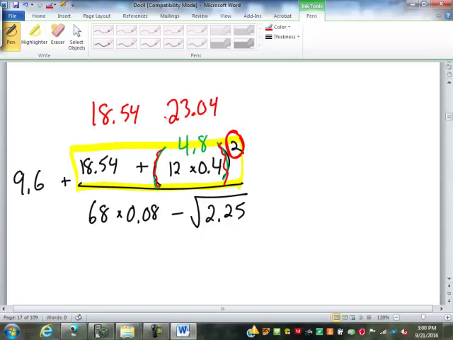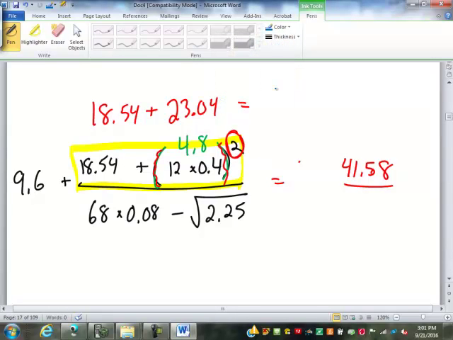So now the parentheses are gone. We squared them. We got rid of them. And all that's left is adding. 18.54 plus 23.04 is 41.58. So the top of my fraction is 41.58. Or not 08, 58, sorry. Come on. How many of you had 41.58 on top? Just a couple of you? So we lost you already on that one?